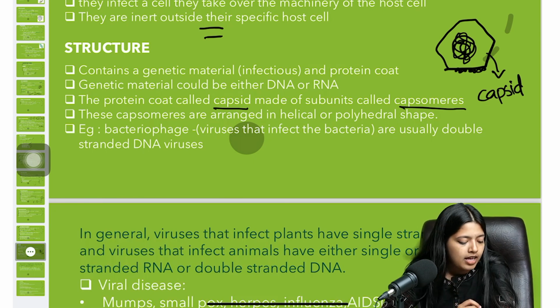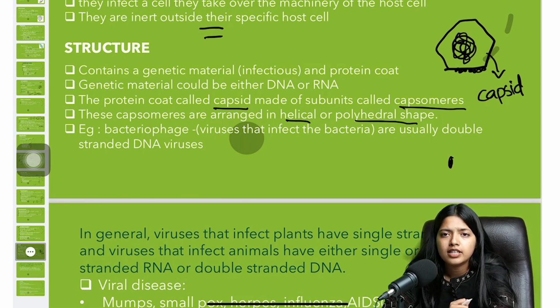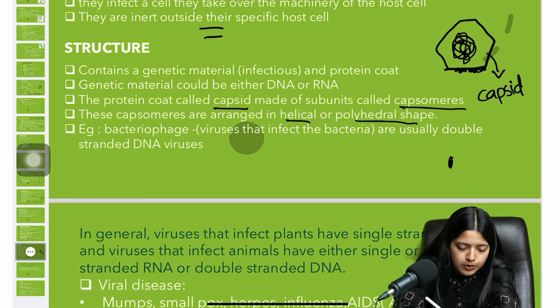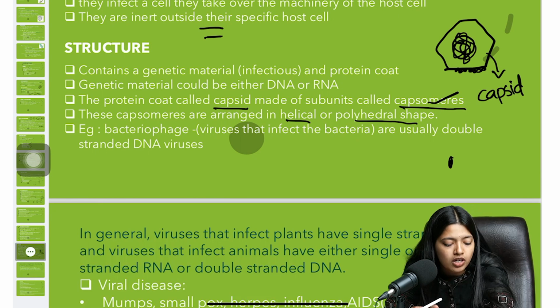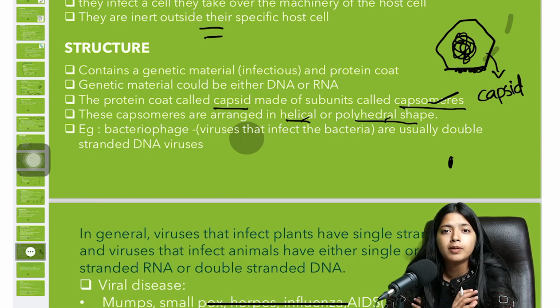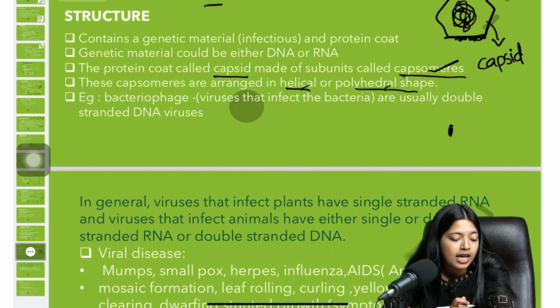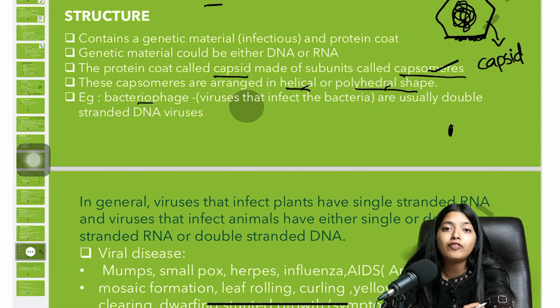Now, these capsomeres are arranged in a helical or polyhedral shape. So these capsomeres will be arranged in a helical or polyhedral shape, forming the capsid. So the capsid is its protein coat, which is formed by basic units called capsomeres, and the capsomeres will be arranged in a helical structure or in a polyhedral shape. These are the two shapes, helical or polyhedral. The capsomeres will be arranged to form a capsid. Now, examples of viruses. Bacteriophage. Why did we say bacteriophage? You know, a bacteriophage is a virus that infects bacteria.